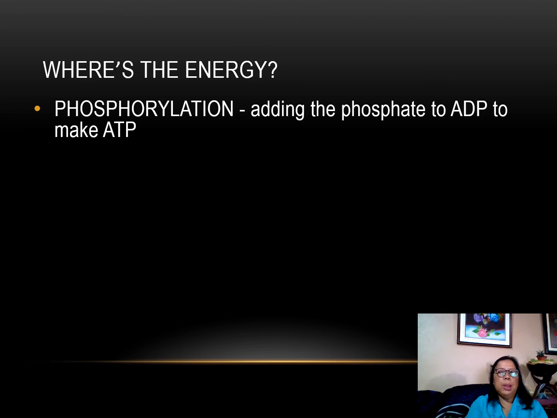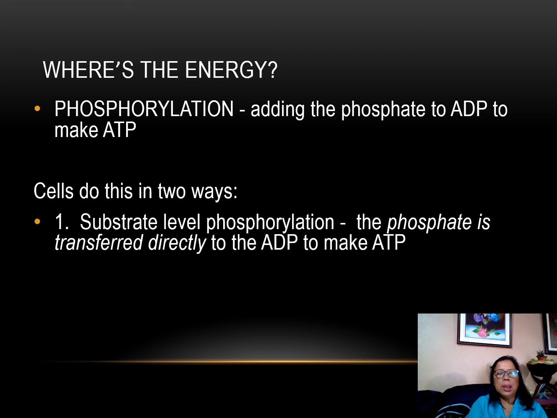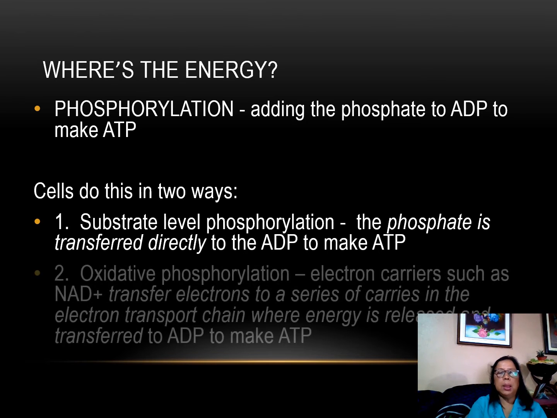Now, where is phosphorylation or where is energy? Through the process of phosphorylation, that is adding phosphate to ADP to make ATP, energy is produced. Cells can do this in two ways, as with microorganisms as unicellular organisms. First is the substrate phosphorylation. The phosphate is transferred directly to the ADP to form ATP.